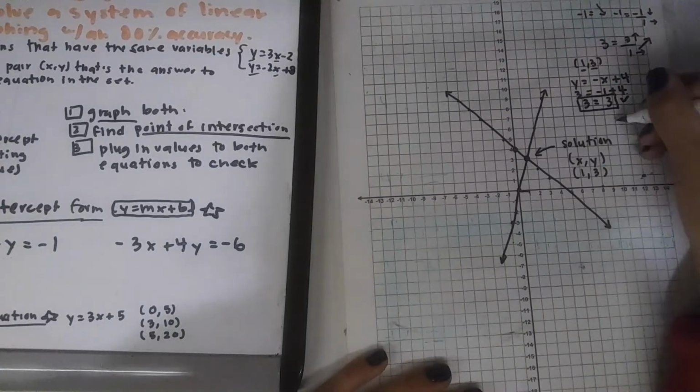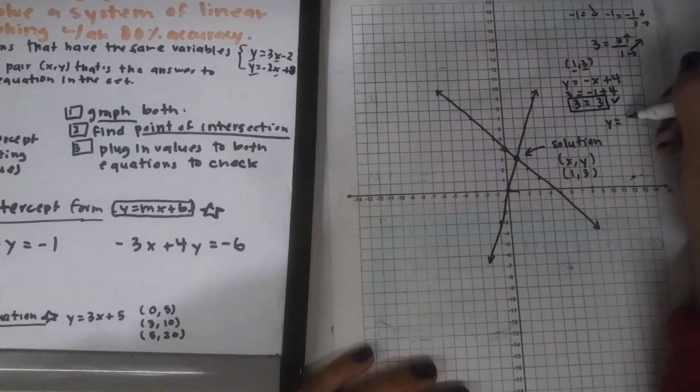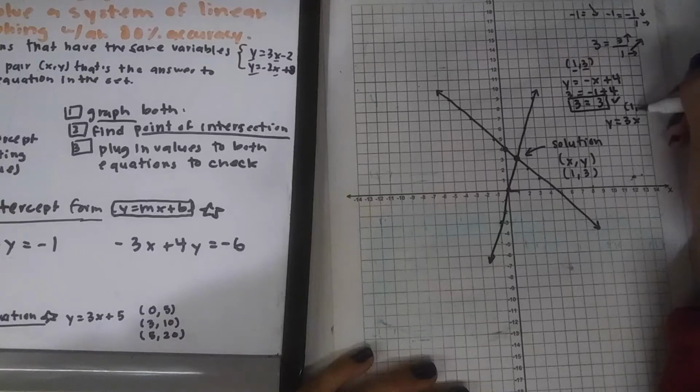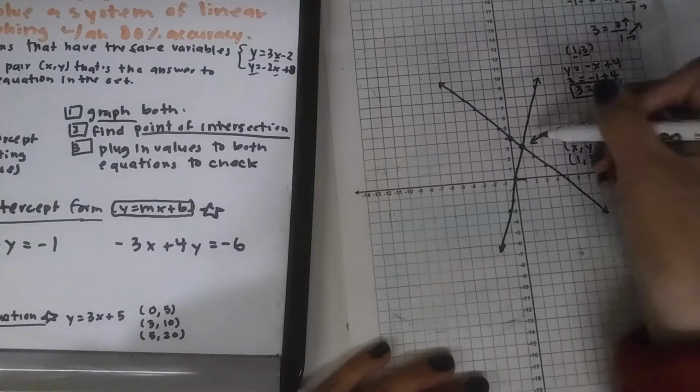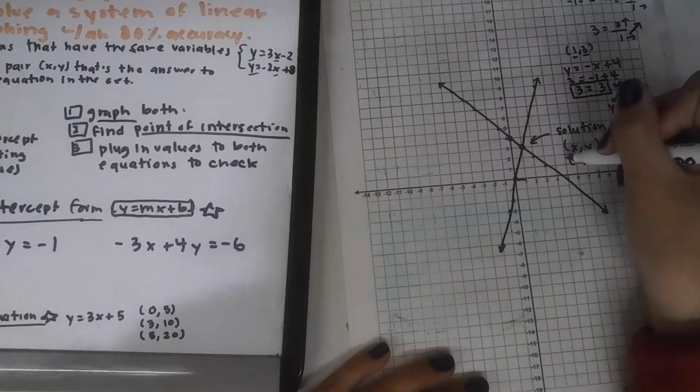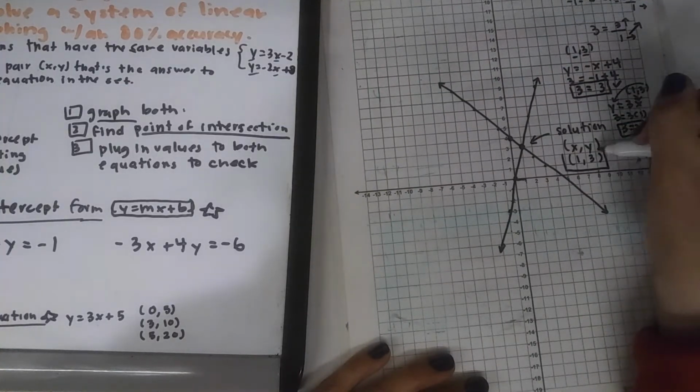Now the second one is y equals 3x. So I'm going to plug in values. The x right here, so 3 times 1, and then the 3 goes right there. Is it true that 3 equals 3? Yep. So the answer got checked. So this is my solution. The solution for this system of linear equations is 1, 3.